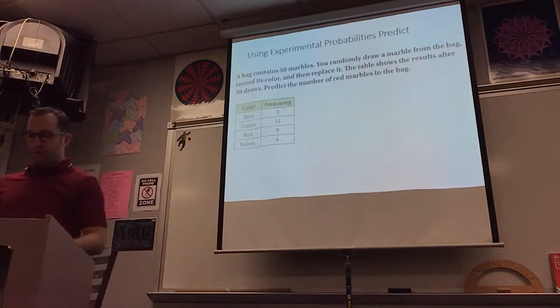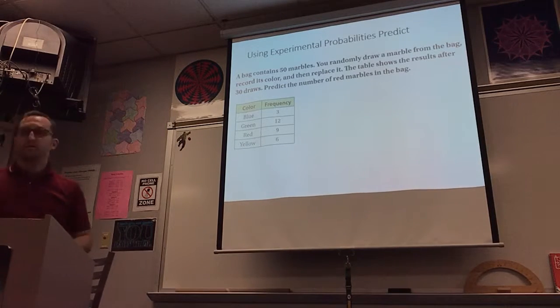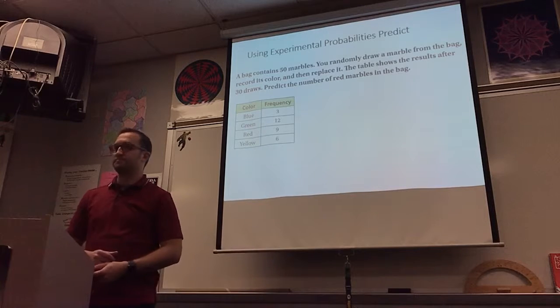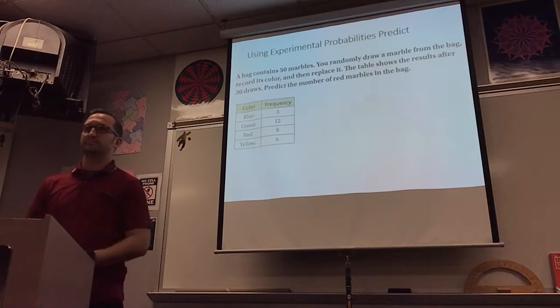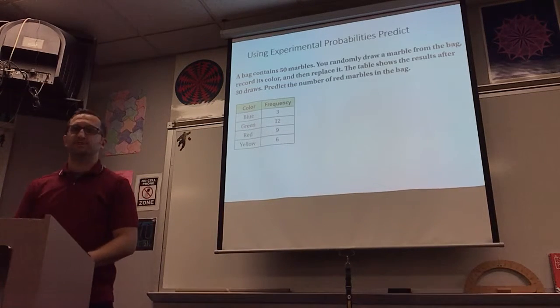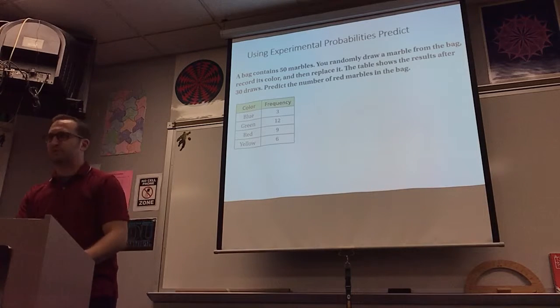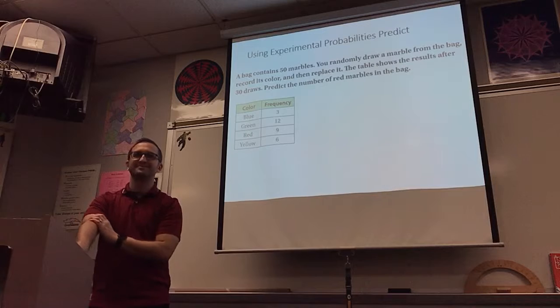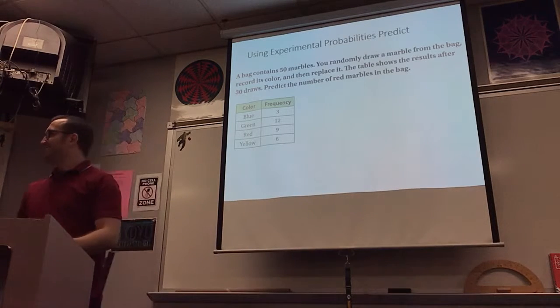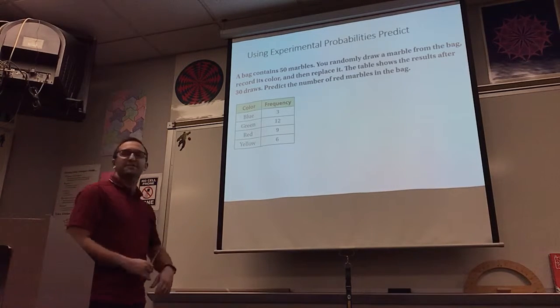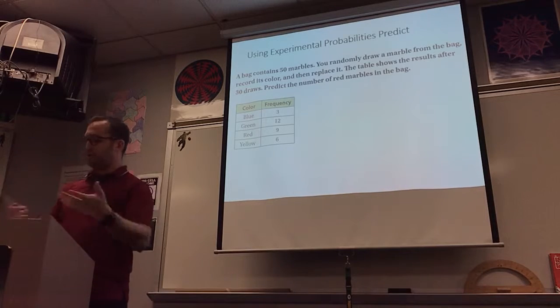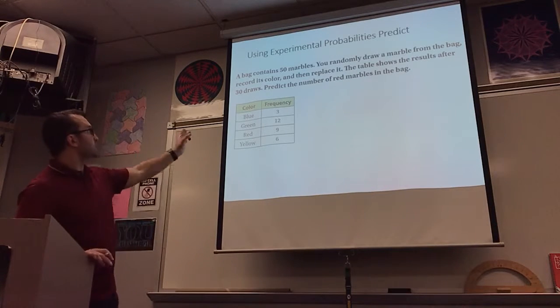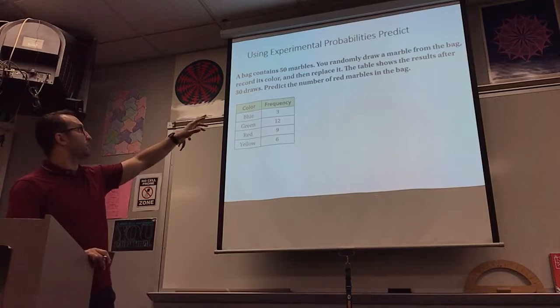Now, what if we're doing an experimental probability? What's going to be the difference? Great answer. You are all 100% correct. Nothing is different. It is the exact same process. You need to figure out the probability and then multiply it times the number of trials, or multiply it times the total that you're looking for.